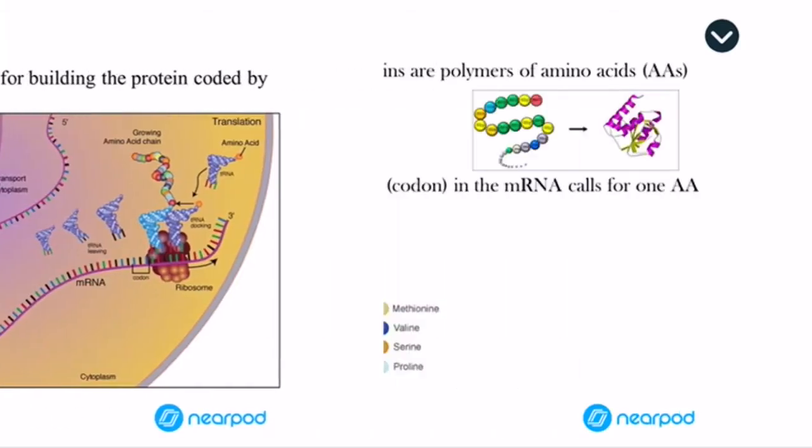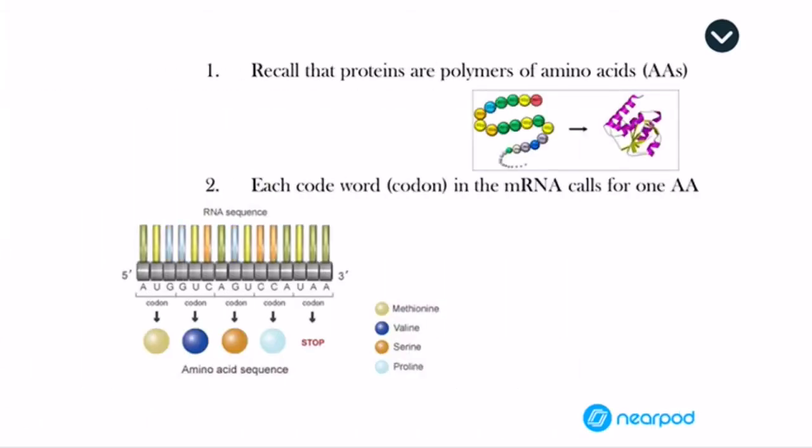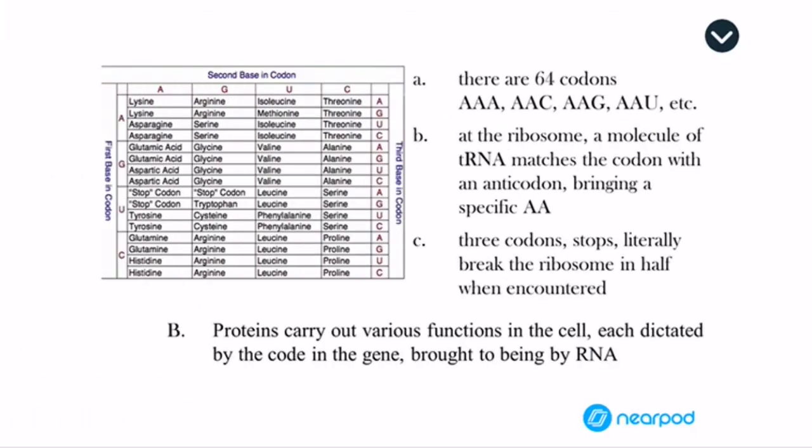Ribosomes are responsible for this. So we have these amino acids, and each code word or codon in the message calls for one amino acid. The code words are 3 letters long, so there are 64 combinations of 3 letters. And a molecule of transfer RNA matches up with the codon in the messenger RNA. Those 3 letters in the transfer RNA are called the anticodon.